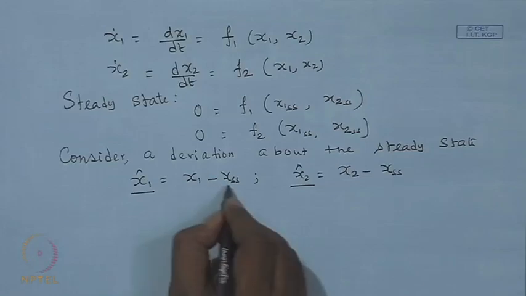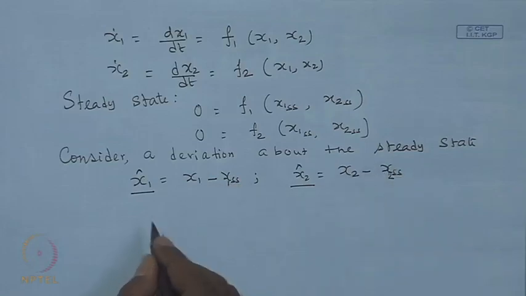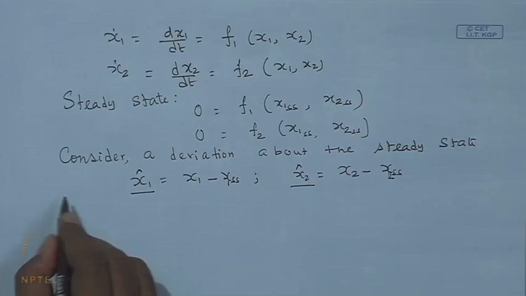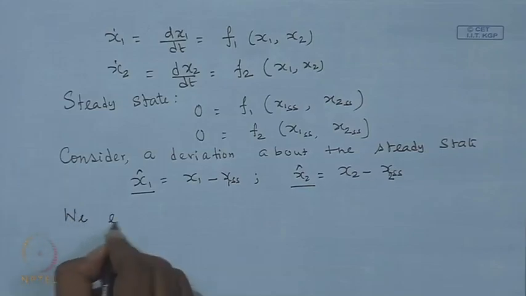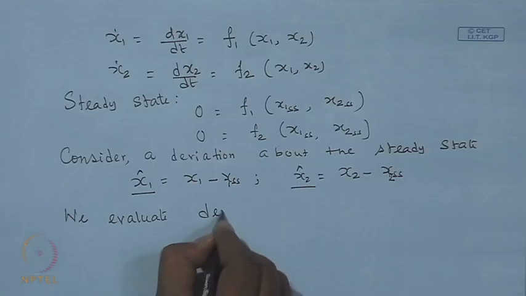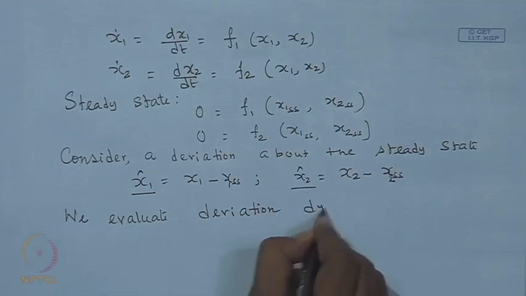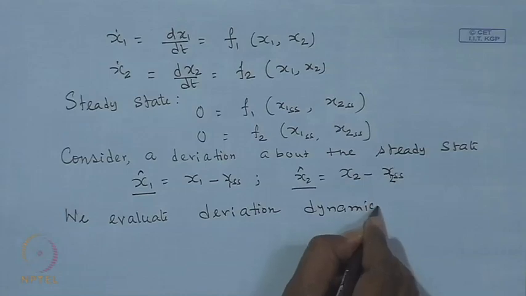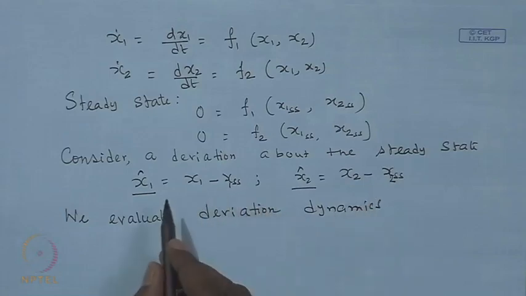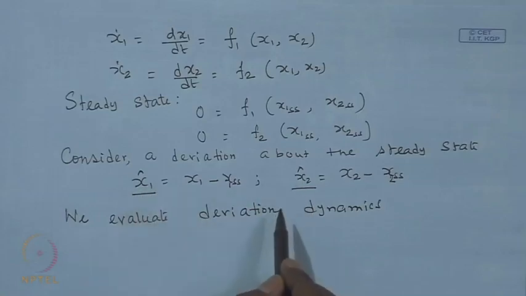This will be x1 minus x1 steady state, x2 minus x2 steady state. So, to evaluate the deviation dynamics, how to evaluate that? We write all the governing equations in terms of x1 hat and x2 hat.